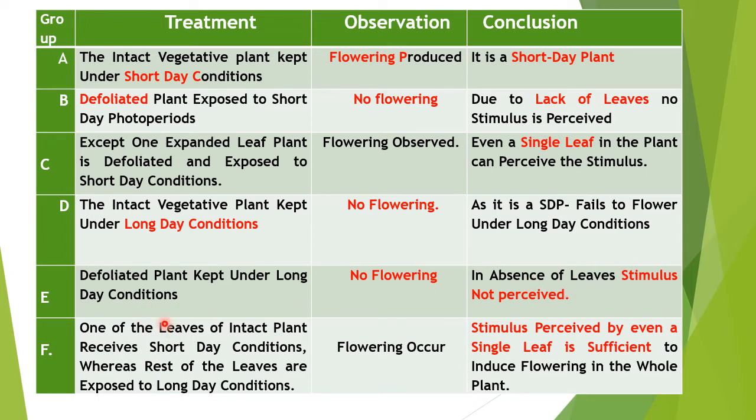Now, one of the leaves of an intact plant receives short day conditions, whereas the rest of the leaves are exposed to long day conditions. Now you have a short day plant. You are subjecting one leaf to short day conditions and the others to long day conditions. Since it is a short day plant, flowering occurs. The stimulus perceived by even a single leaf is sufficient to induce flowering in the whole plant. These are the classical experiments which have been done.